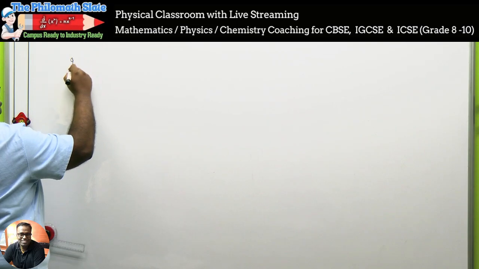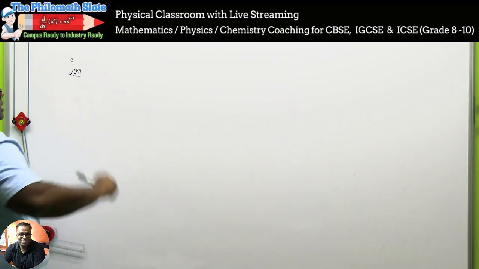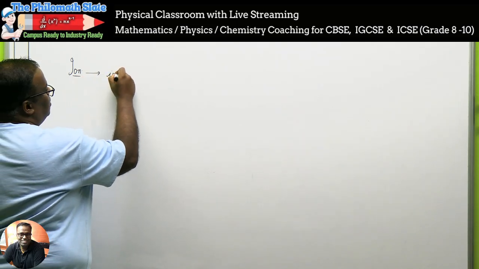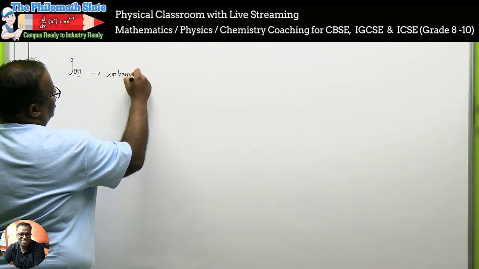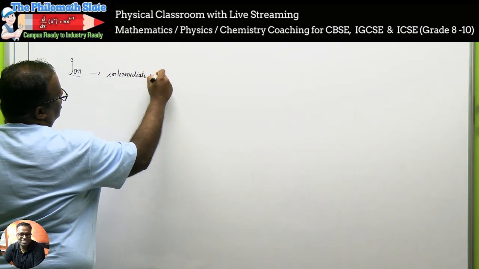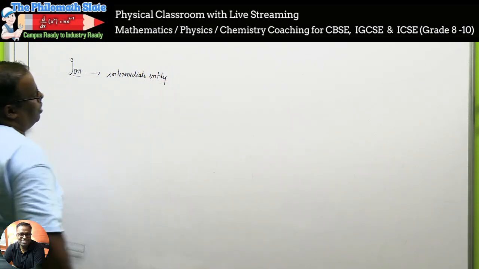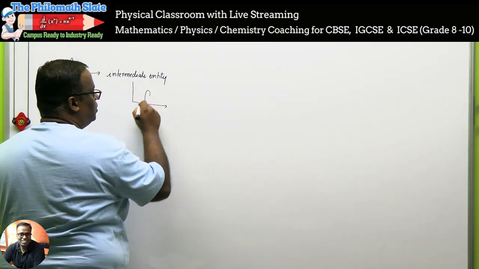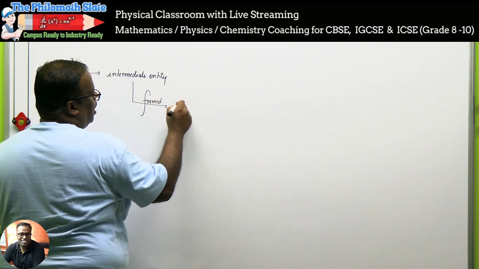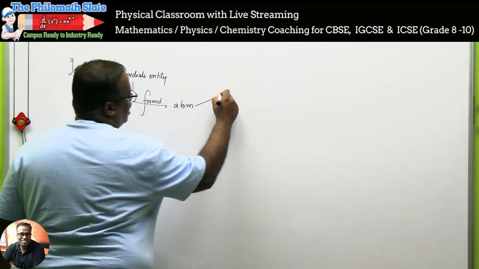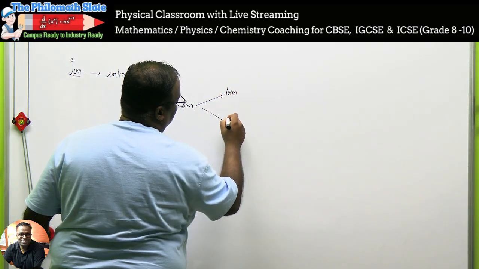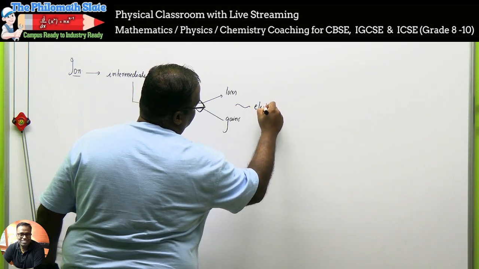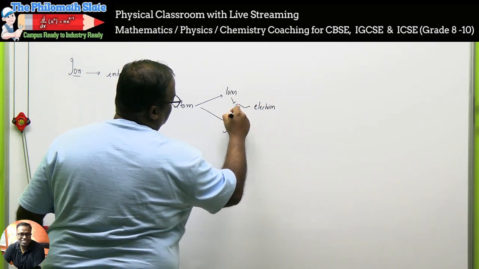Let's first understand what is an ion. Otherwise, you will not understand this section. Ion, right? An ion is an intermediate entity. Sir, is an ion stable? No, not at all. An ion is not stable. An intermediate entity that is formed after an atom either loses or gains what? Electron. Either loses or gains electron.